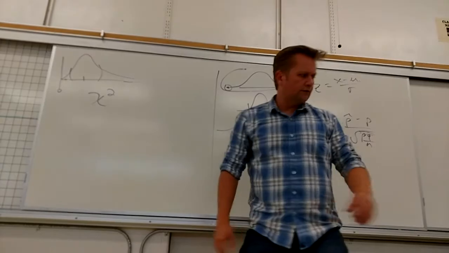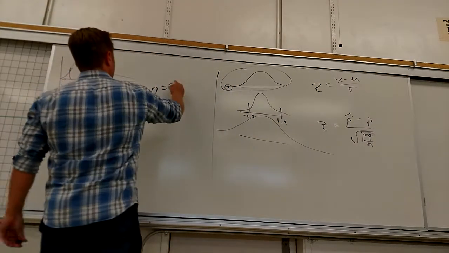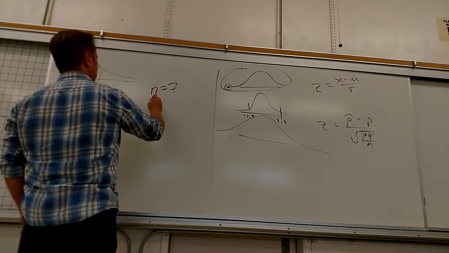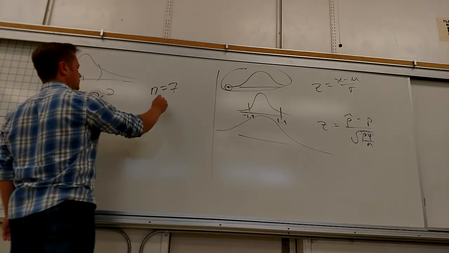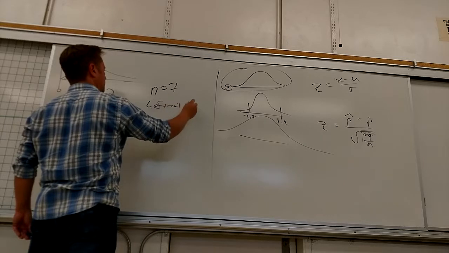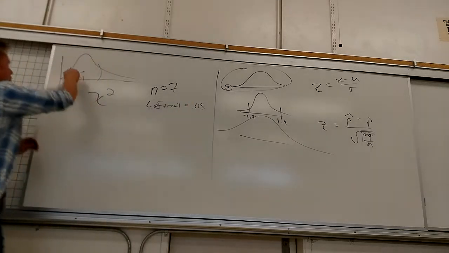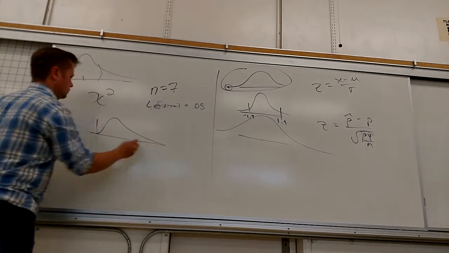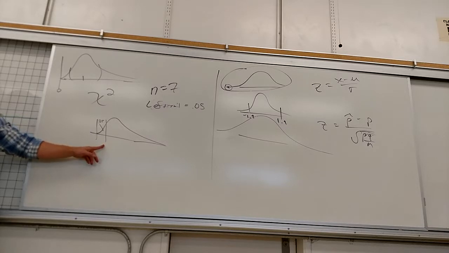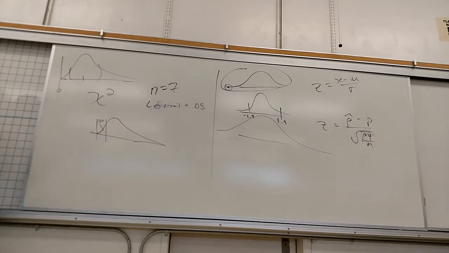So if I had a sample size, let's say I have a sample size of 7, and I'm checking a left tail test with 0.05 in it. So what am I going to, how am I going to find this value here? I have to know the area to the right. I like it.